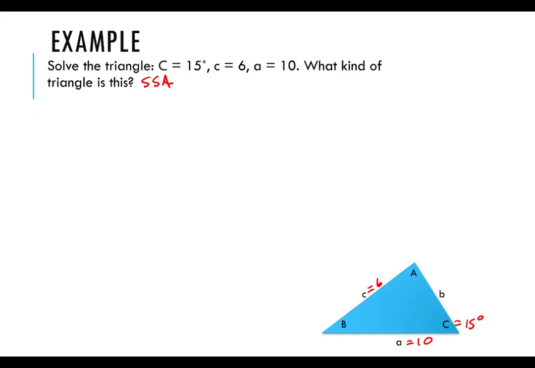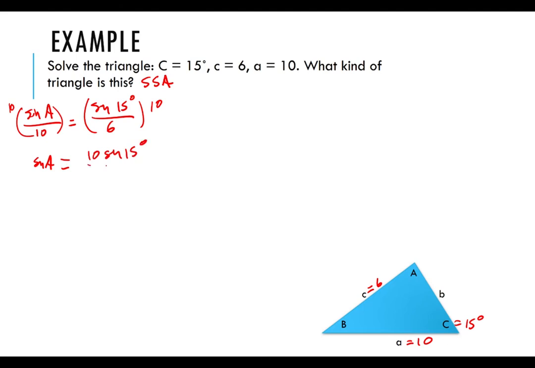Well, I need to find first angle A. So, if I'm looking for angle A, that's going to be sine of A divided by side length a, which is 10, is equal to sine of 15 degrees divided by side length c, which is 6. Then, of course, multiply both sides by 10. This is then going to be that sine of A is equal to 10 sine of 15 degrees divided by 6. We could reduce the fraction if we wanted, but really we just need to take sine inverse of both sides.